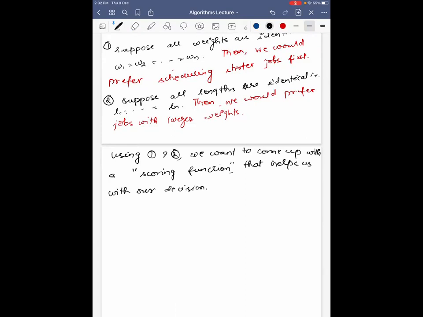What we mean by that is, we want to come up with some function with the property that, okay, please excuse me for a moment.